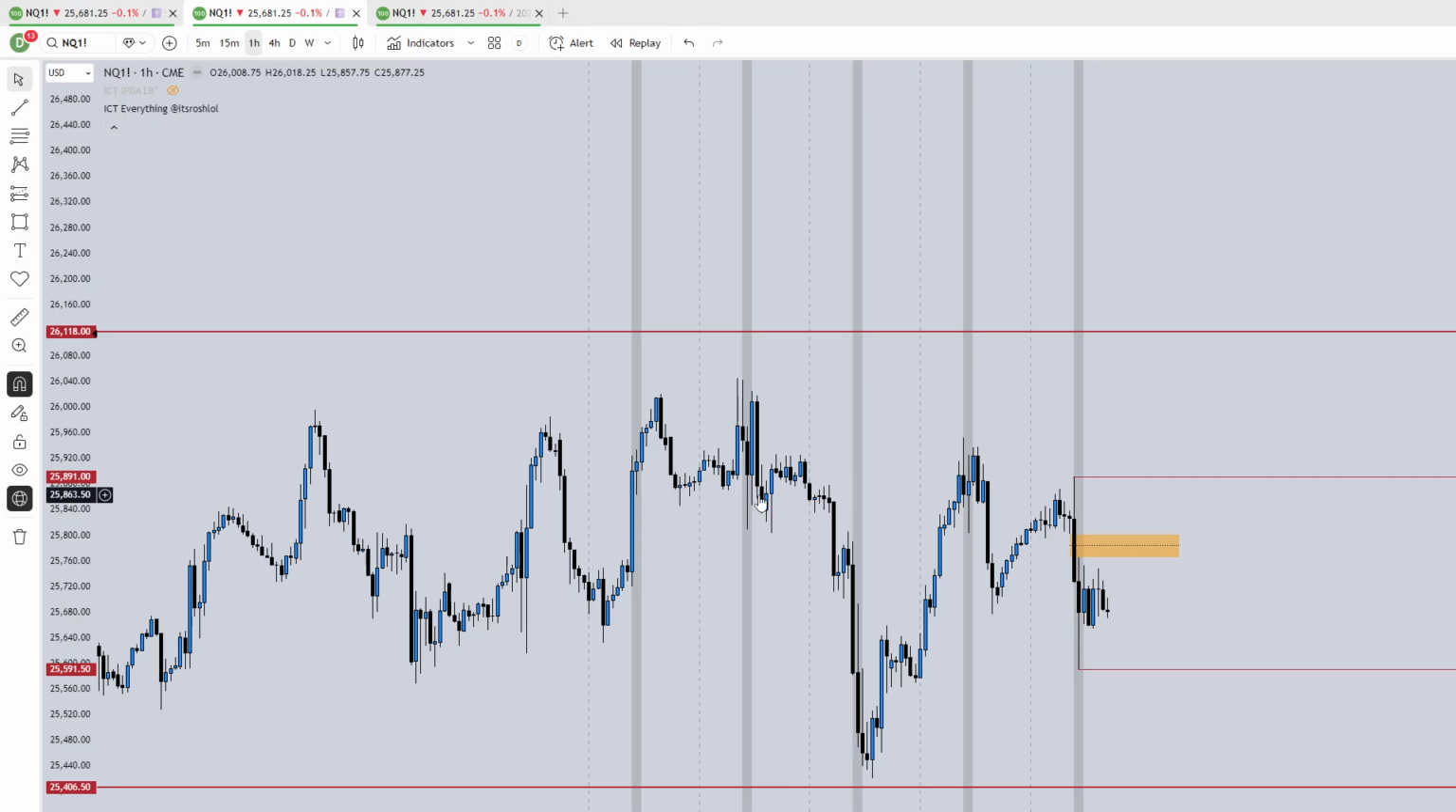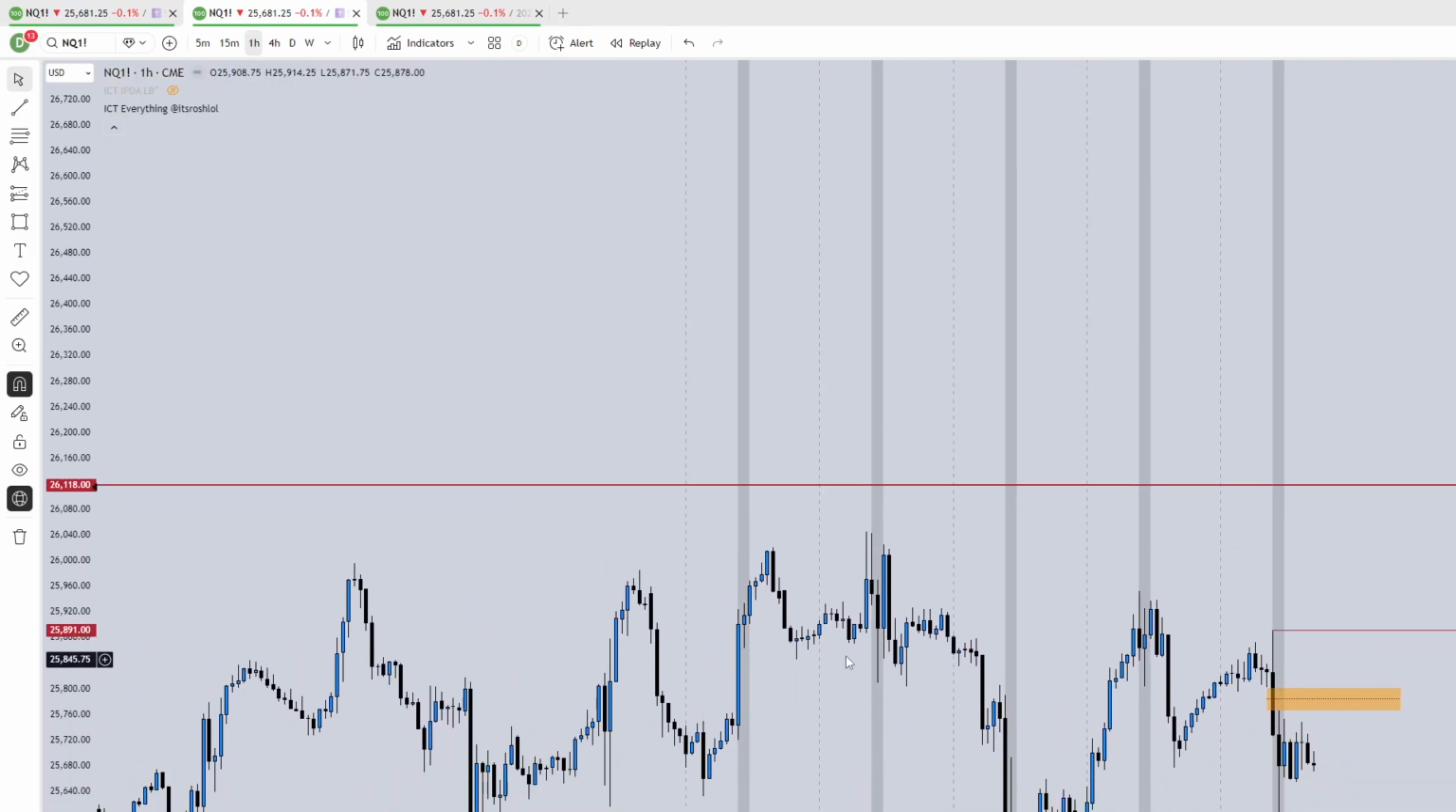So that being said, we had news on Tuesday, Wednesday, and Thursday. Those are the days I'm trading. That never changes. The weekly calendar is always my guide.